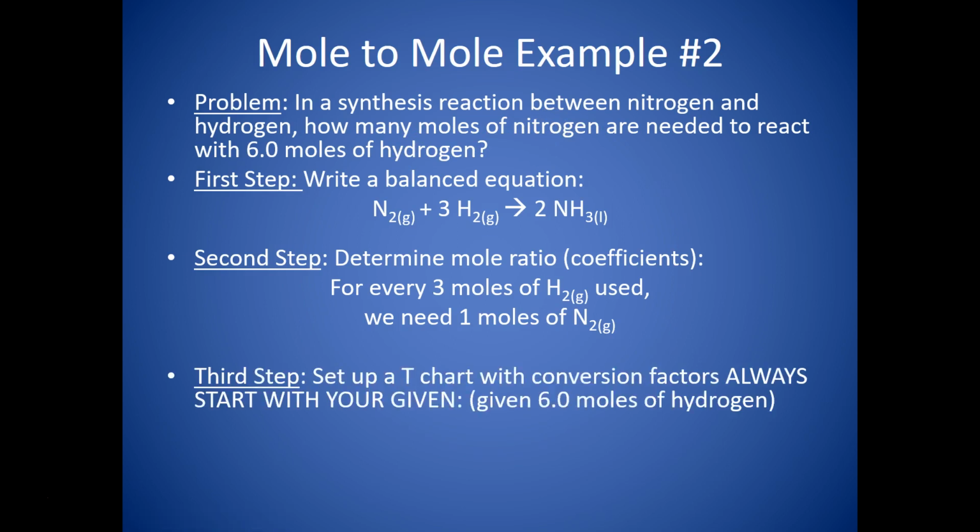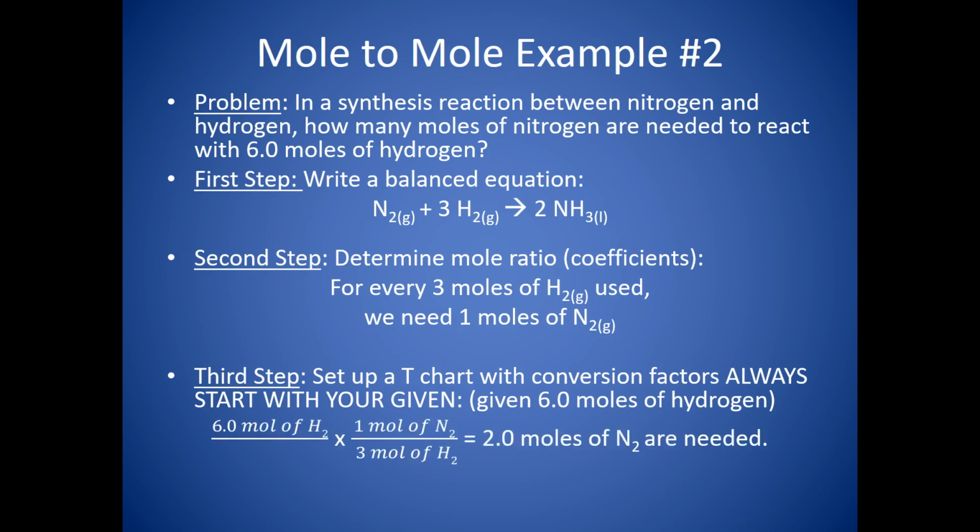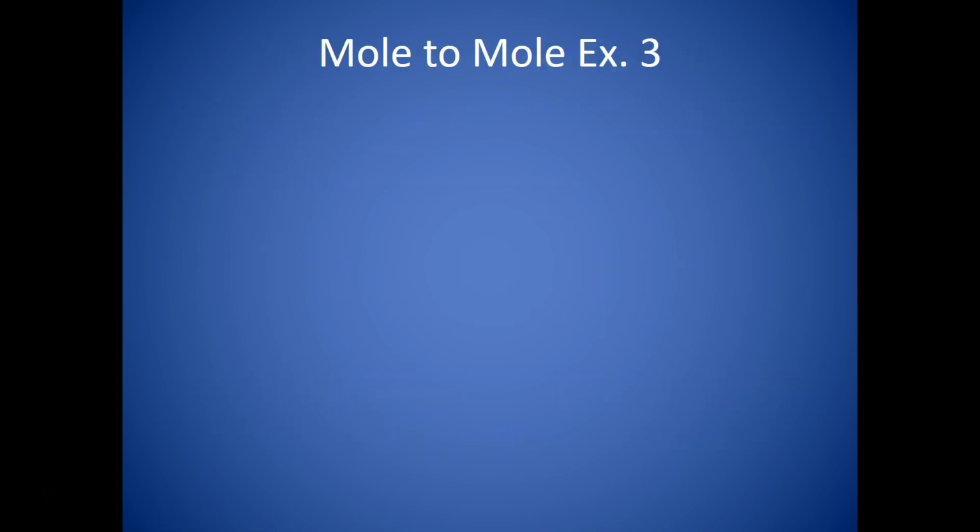Then we're going to set up our T-chart, starting with what was given, the 6.0. And you should have had 6.0 moles of hydrogen, 3 moles of hydrogen on the bottom, 1 mole of nitrogen on the top to get 2 moles of nitrogen needed. See? You're great at this. Let's try another example.